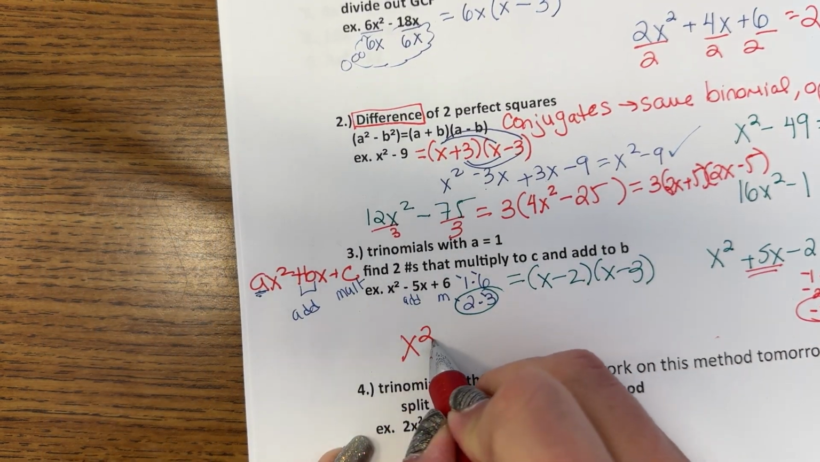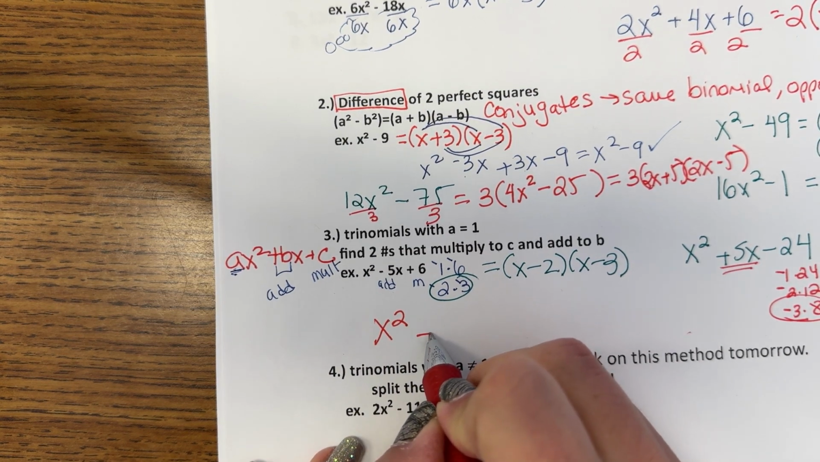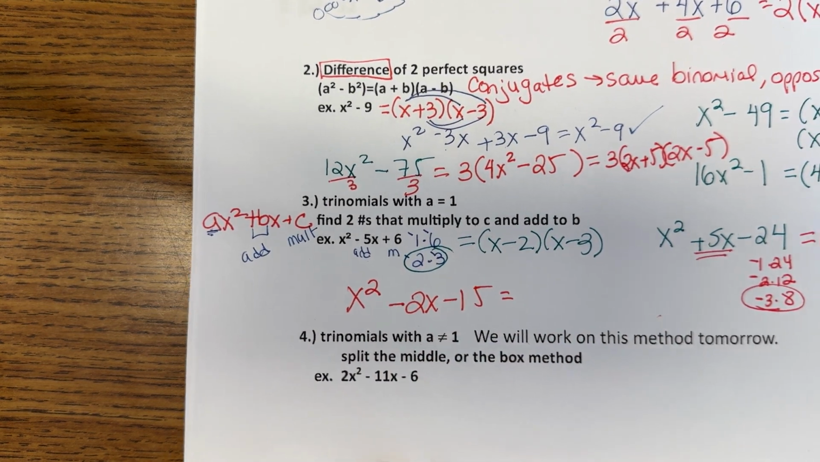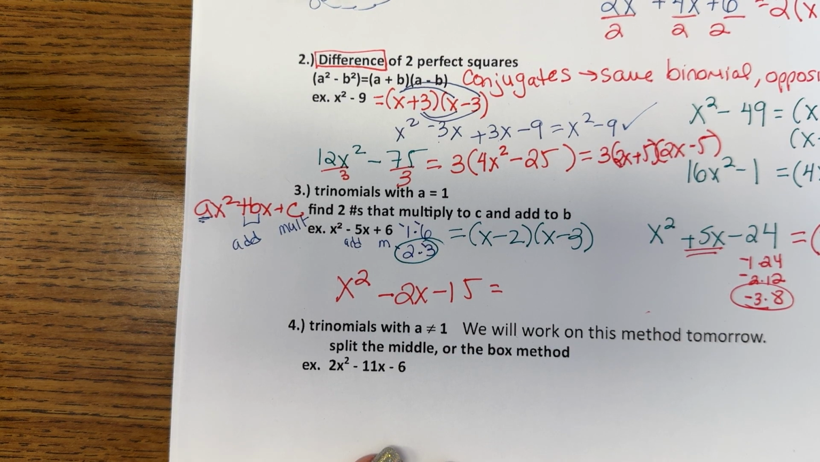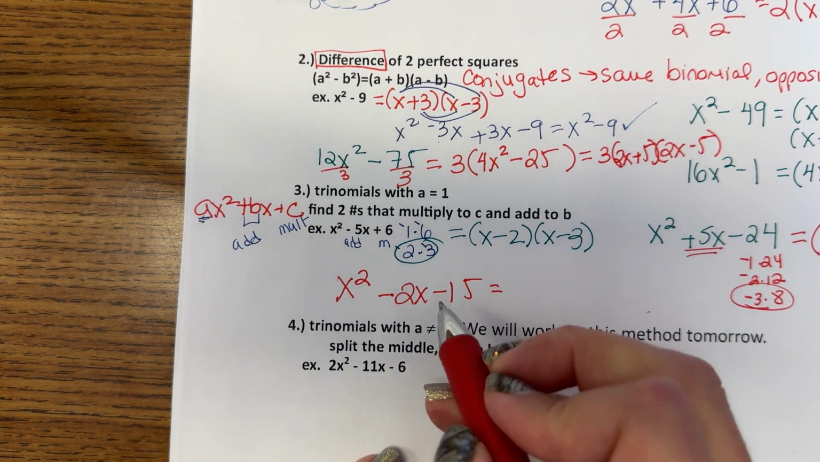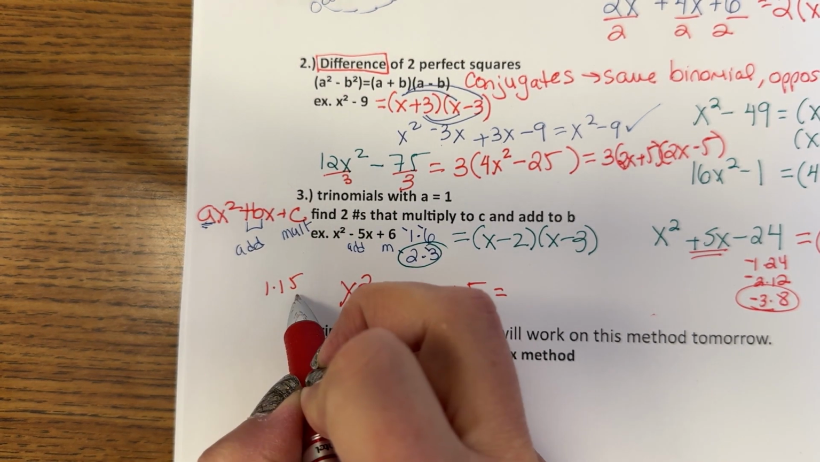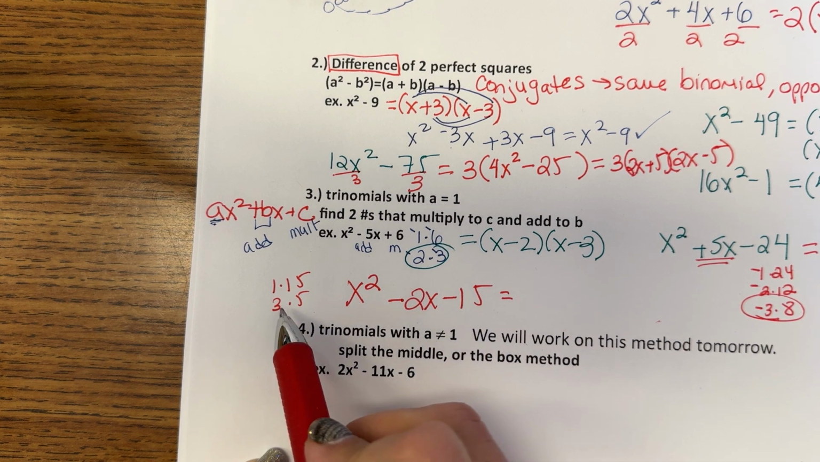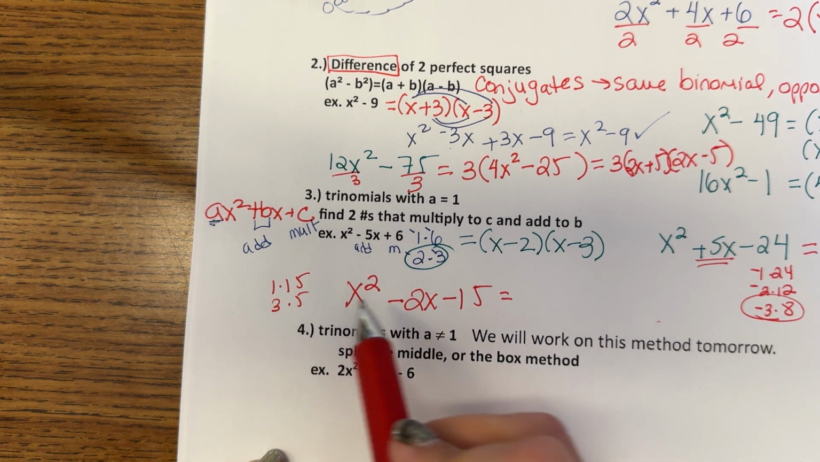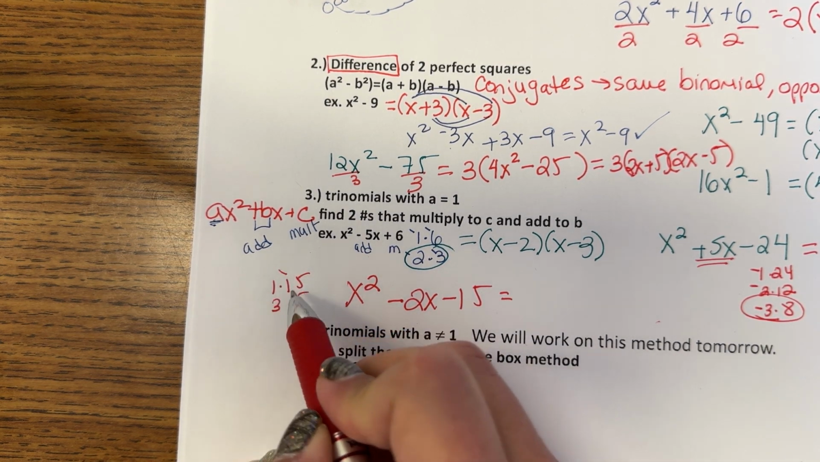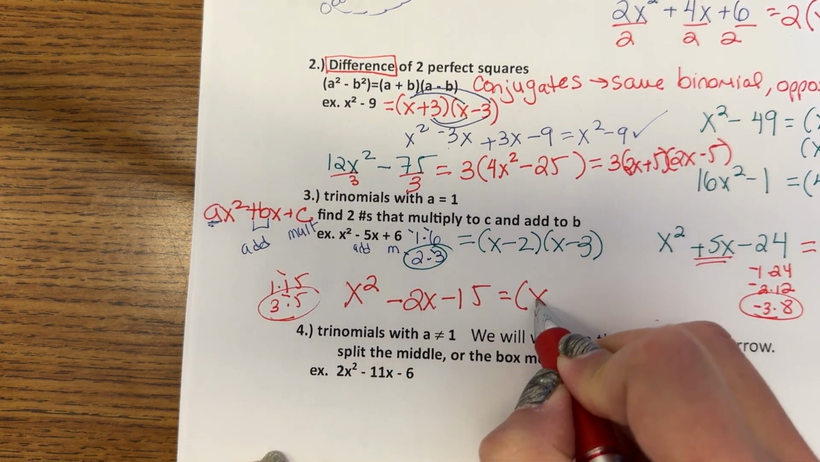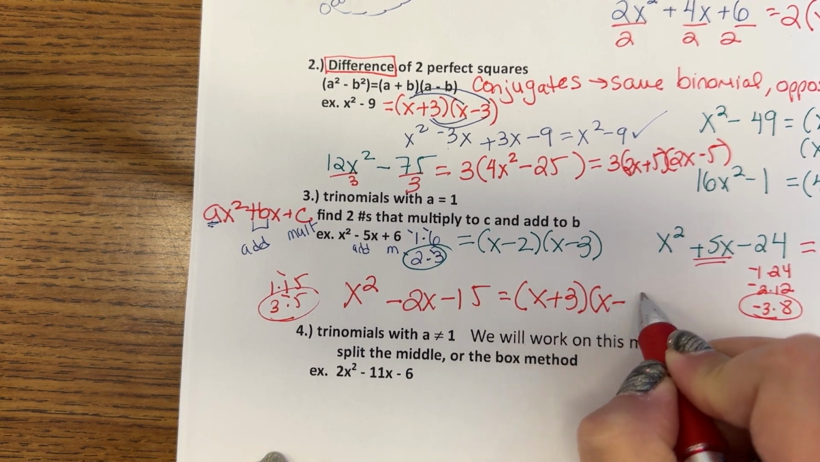Let's do x squared minus 2x minus 15. So all the ways to multiply to 15 are 1 and 15, 3 and 5. But to multiply to a negative, one number has to be negative. And to add to a negative, the bigger value is the negative. And 3 minus 5 is negative 2. So we've got x plus 3, x minus 5.